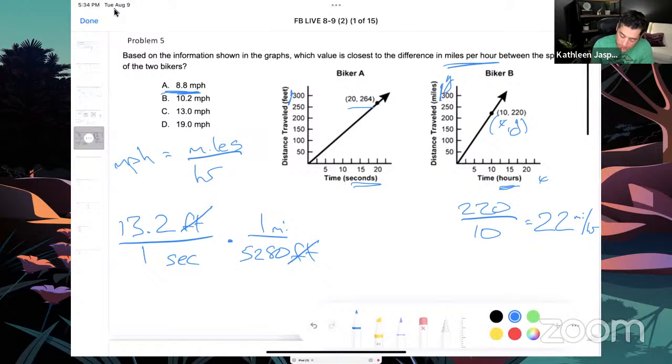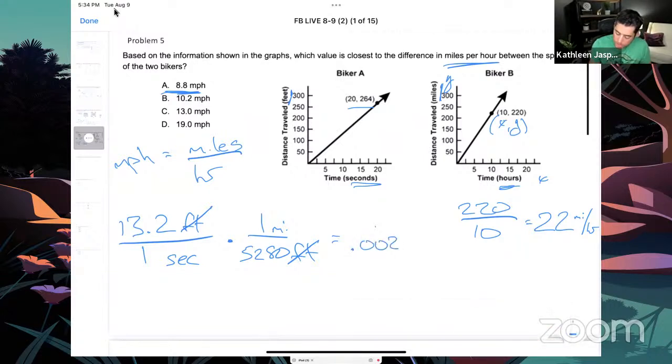Next, I want to get rid of seconds. So I can either do this now and I'll get 13.2. Well, here, let's do this. If I do the math on the calculator, 13.2 divided by 5,280, I get 0.0025, and that's miles per second. I still need to convert those seconds. So I could take my 0.0025 miles per second and now get rid of the seconds.